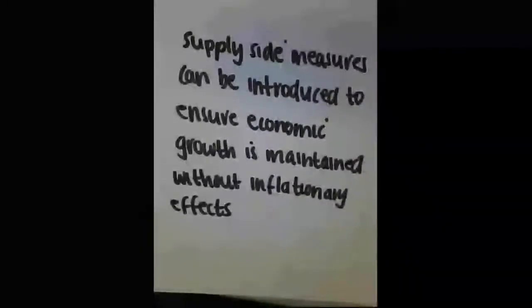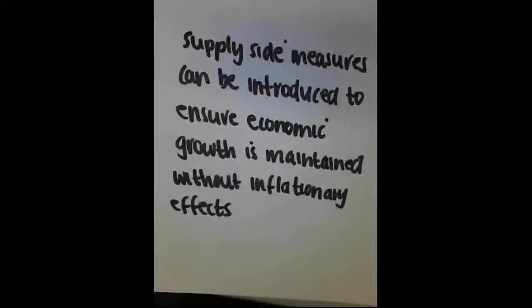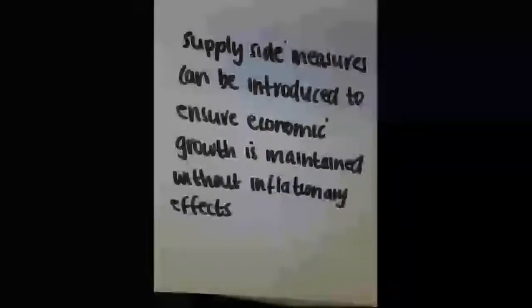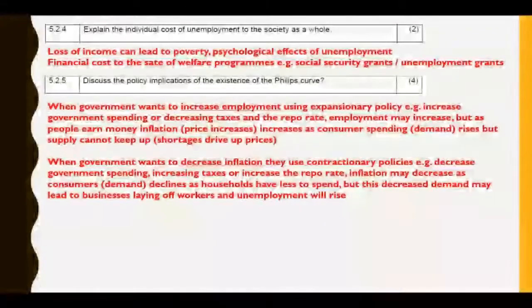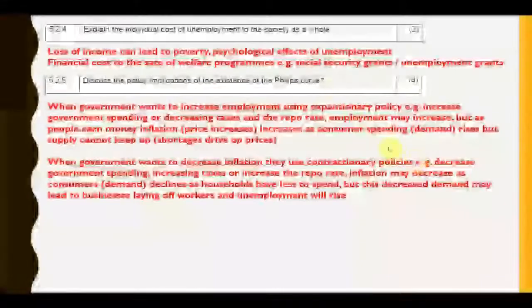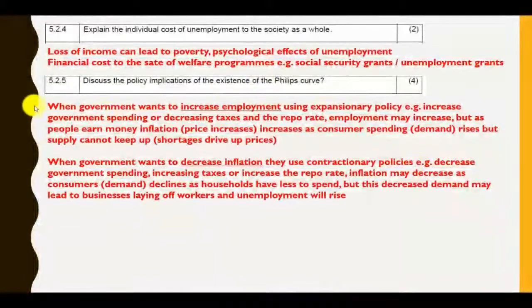Hope you guys all have that down. And I hope you all have that down. So what this was talking about here was expansionary demand side policies and then contractionary demand side policies.